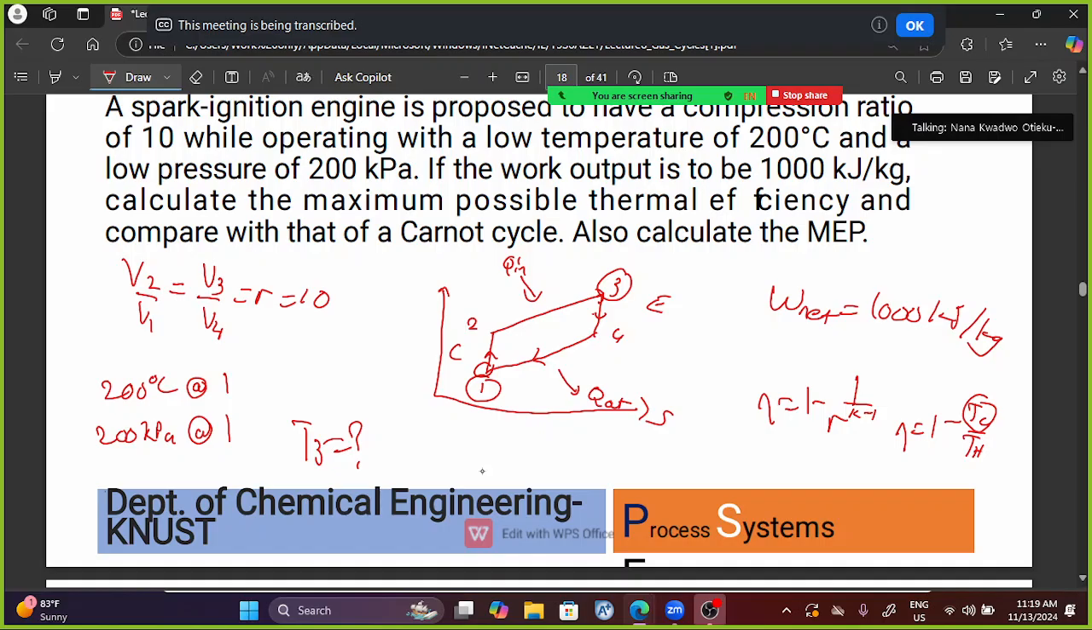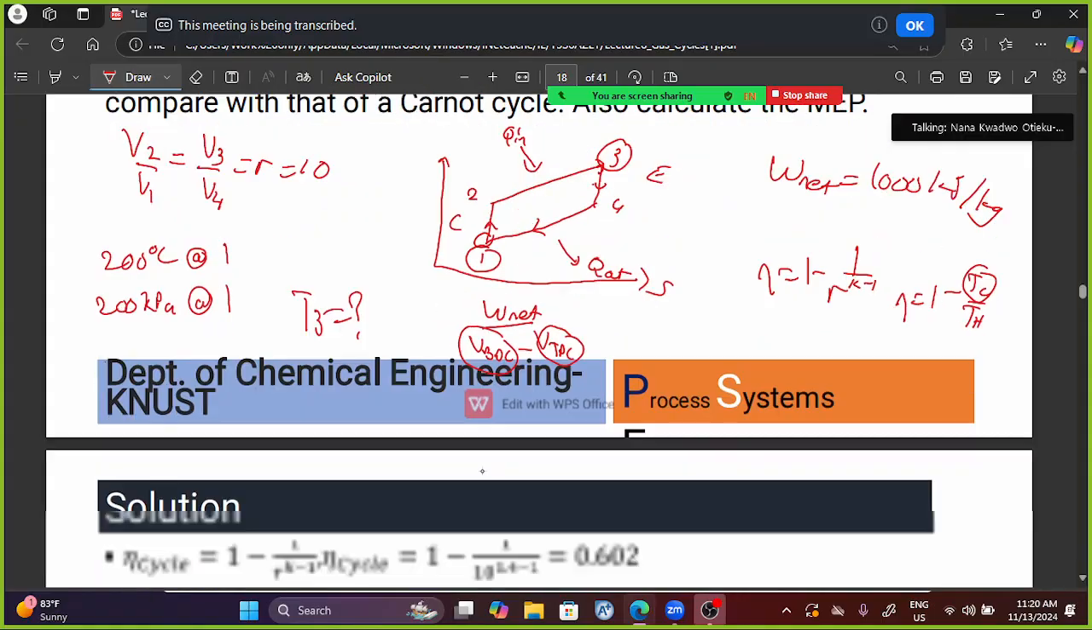Now, I said that the question also said we should calculate the MEP. You know that the MEP is equal to our W net, which we have, over our V_BDC, which we don't know, minus our V_TDC. So it means you have to find our V_BDC and our V_TDC as well. So now let's take it bit by bit. Okay, let's first find our efficiency, because I think that's what we started with.